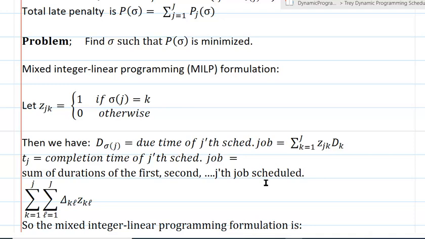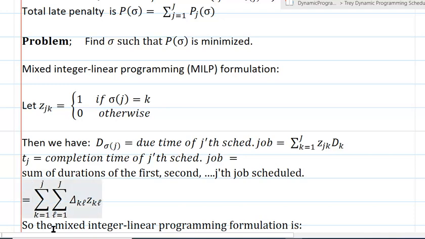All right. Now, if you think about how to express that in terms of the z's, the duration of the kth job scheduled is going to be the sum over all jobs of the duration of that job times the indicator function. And I'm sorry, I made a mistake here. This should not be a subscript k, it's just sigma L.